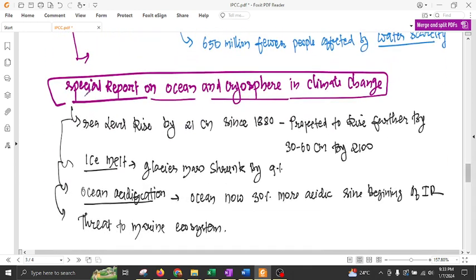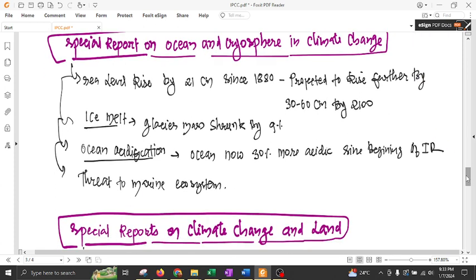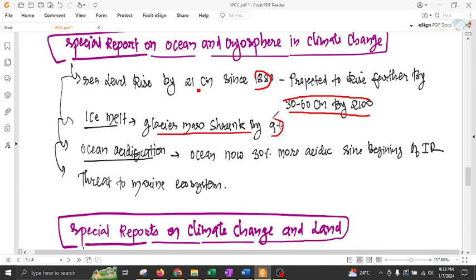Then we have the second, a special report on the ocean and cryosphere in climate change, and the report talks about rising sea level. Sea level has been rising around 20 cm since 1980, and if we do not arrest this climate change, we can see sea level rising around 30 to 60 cm by the end of this century, right? Also it talks about ice melt, that is glacial mass shrinking by around 9%, and ocean acidification, which is now 30%.